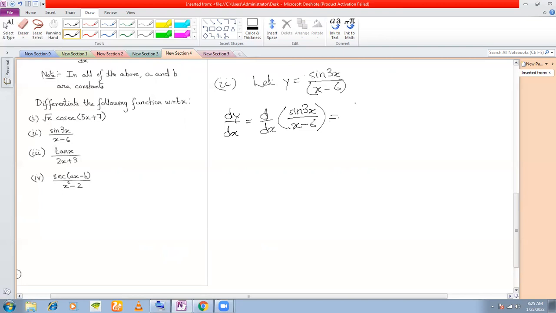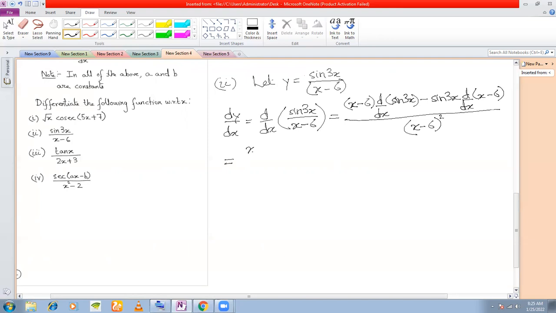Now you have u by v. So first function v into d dx of u, which is sine 3x, minus u, sine 3x, into the d dx of v, which is x minus 6, divided by x minus 6 square, v square, right?